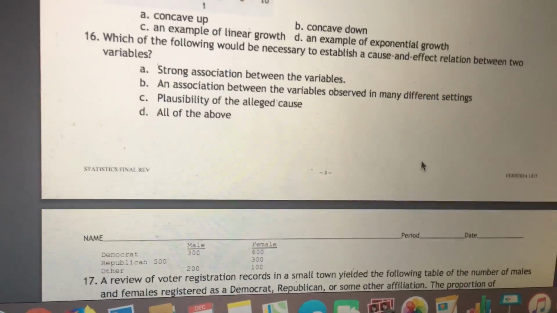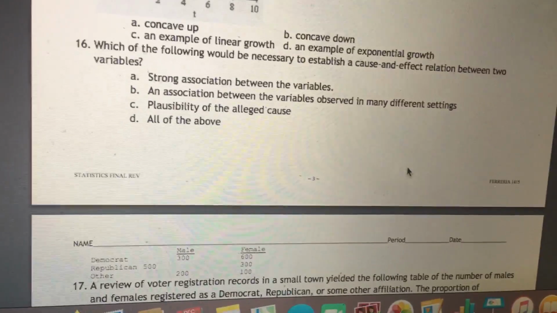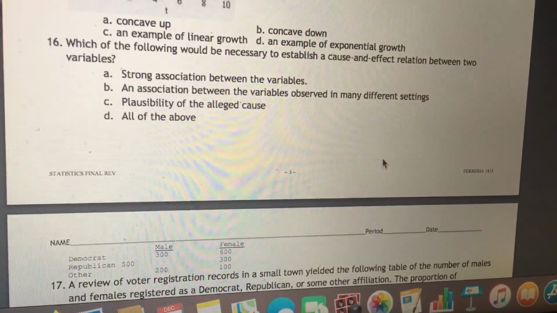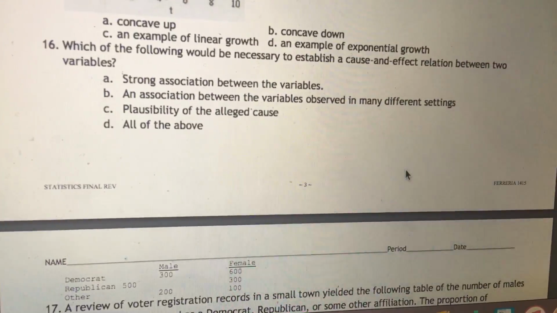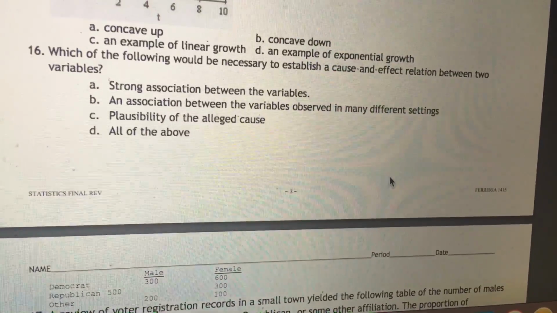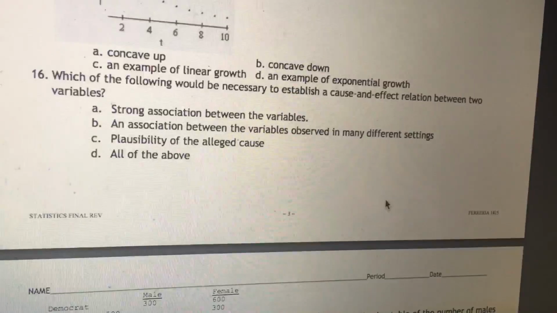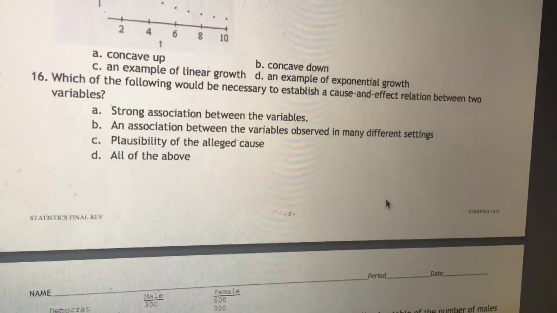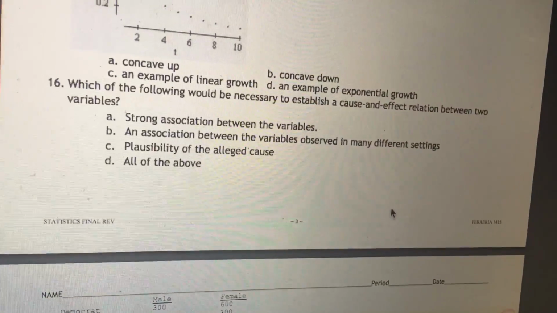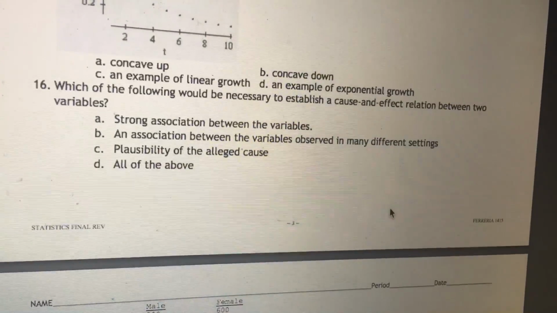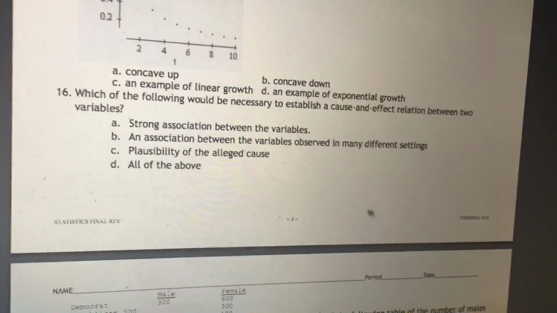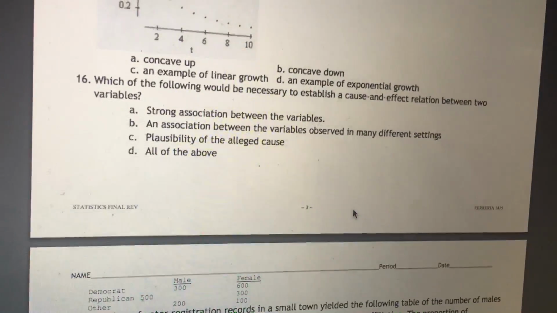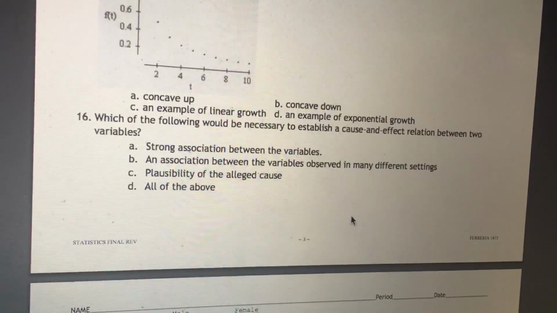16, which of the following would be necessary to establish a cause and effect relation between two variables? So here A says a strong association between the variables. That's necessary for a cause and effect relationship for sure. B, an association between the variables observed in many different settings. This is true, yes. And then C says plausibility of the alleged cause. Yes, you also do need that.